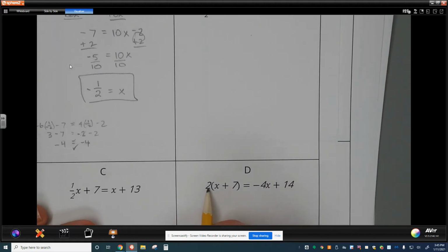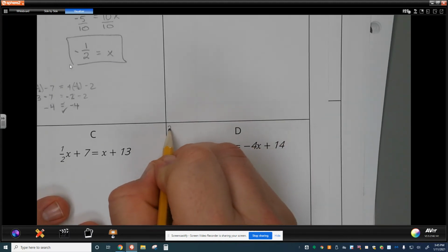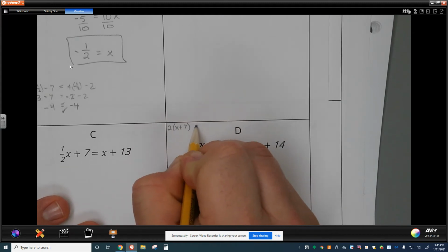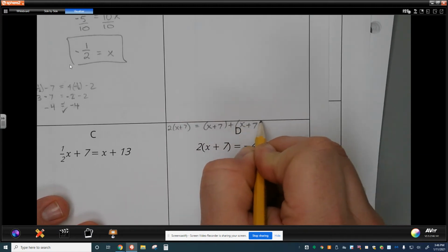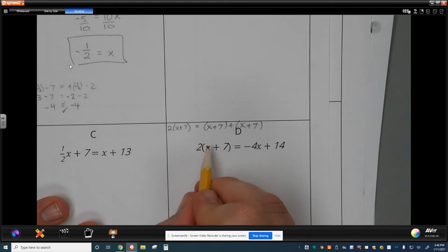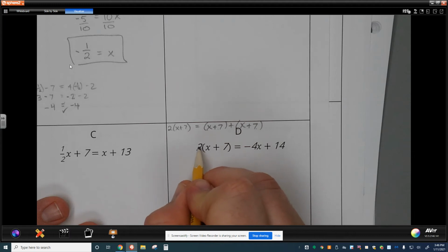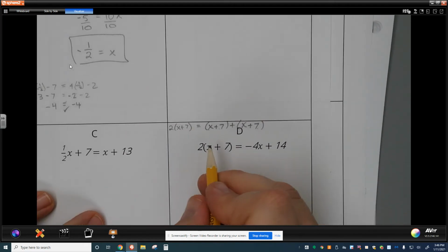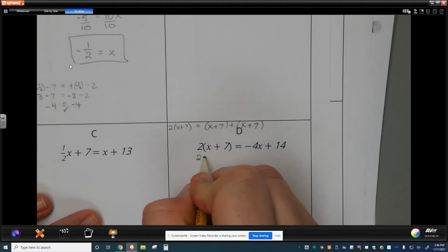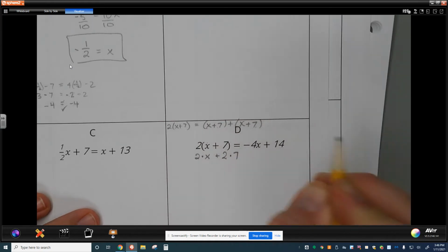In letter D, I have a 2 right here. That means literally, this right here, the 2 times x plus 7, means x plus 7 plus x plus 7. It means I have 2 of these groupings, which means that I have x plus x and 7 plus 7, which means that I would multiply just the 2 out here times each of the terms on the inside. That's one way that I can do it. I could go 2 times x plus, this is positive, so plus 2 times 7.